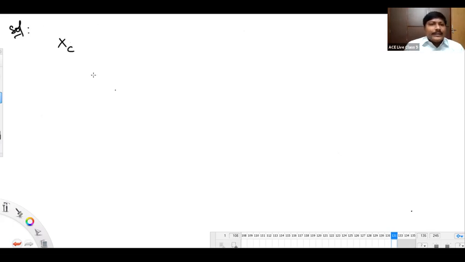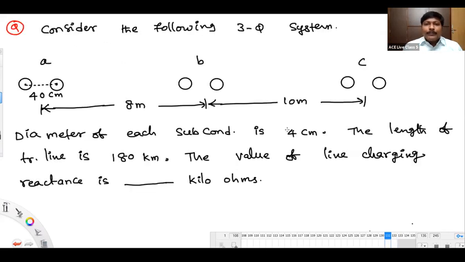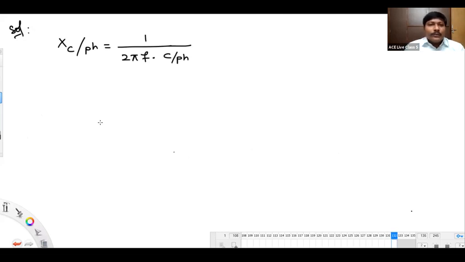So per phase. What's the formula for this one? 1 by 2 pi f into C per phase. Anything mentioned about frequency in the problem? No. So you consider that frequency as 50 Hz.